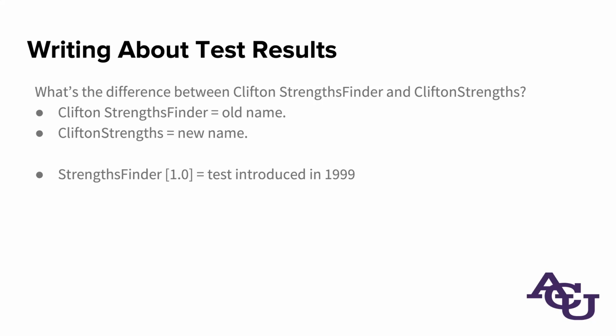The original StrengthsFinder, or StrengthsFinder 1.0, was the version that was introduced in 1999. StrengthsFinder 2.0, which is the one that you'll take under the name Clifton Strengths, is the updated version that came out in 2007. And it is referred to in the course materials as StrengthsFinder 2.0 because this is a relatively recent rebranding by Gallup.